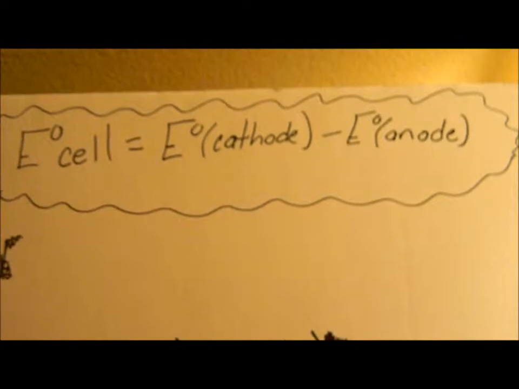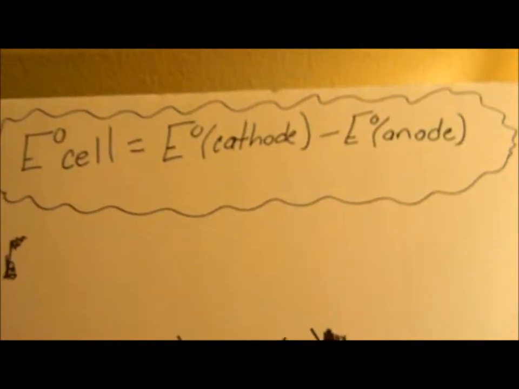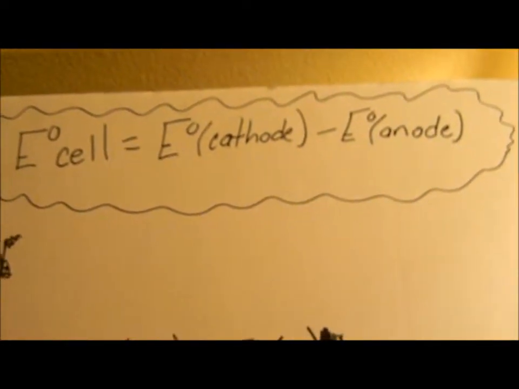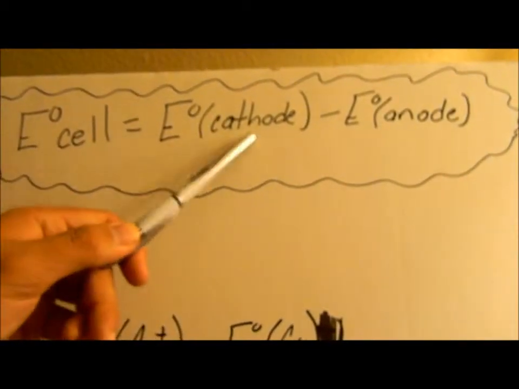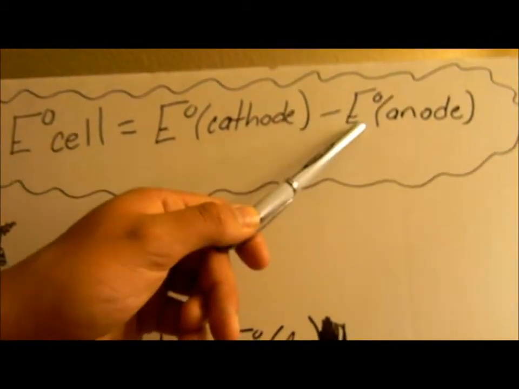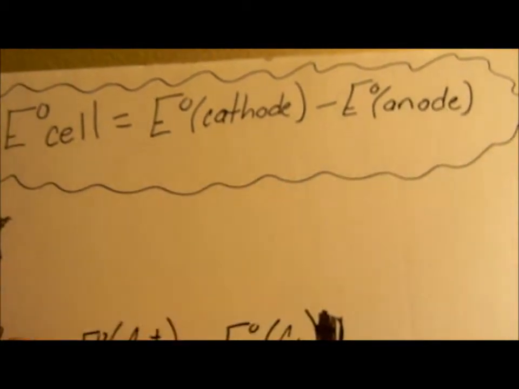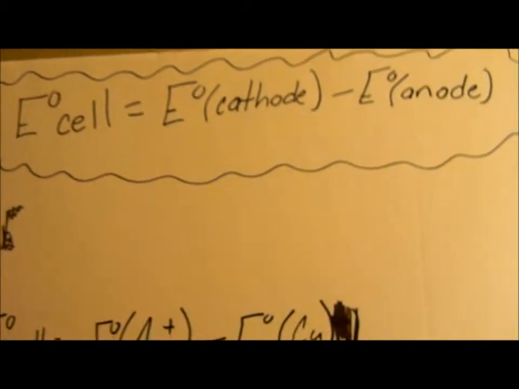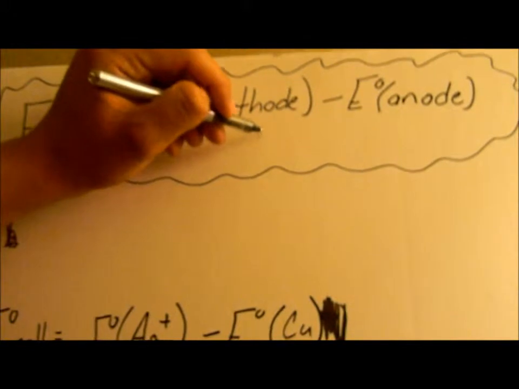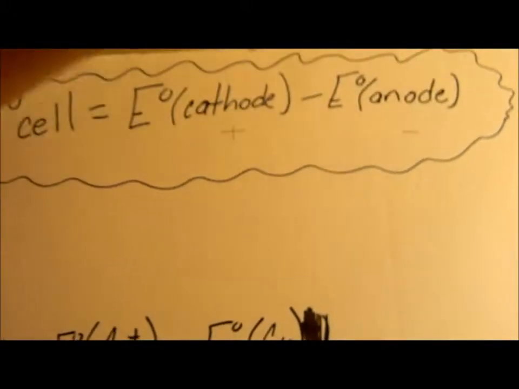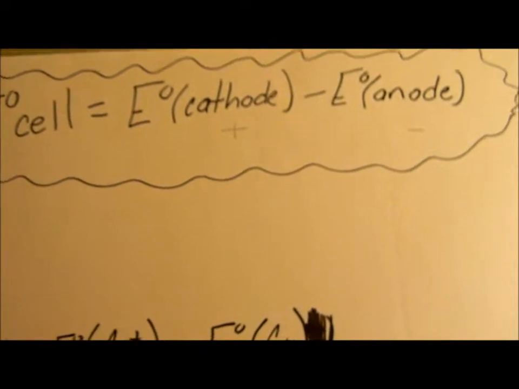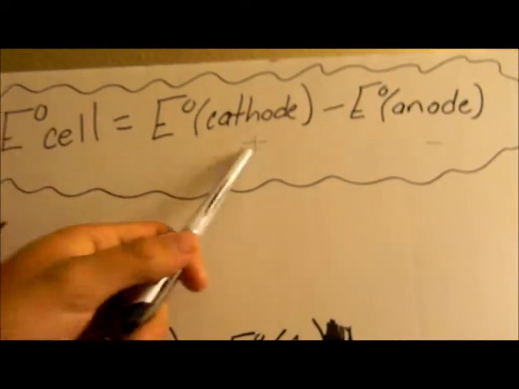The formula for finding the cell potential is cell potential equals standard reduction potential of the cathode minus standard reduction potential of the anode. We remember that the cathode is always the more positive one and that the anode is the more negative one. It doesn't always imply that the anode is negative, but it is just less than the cathode.